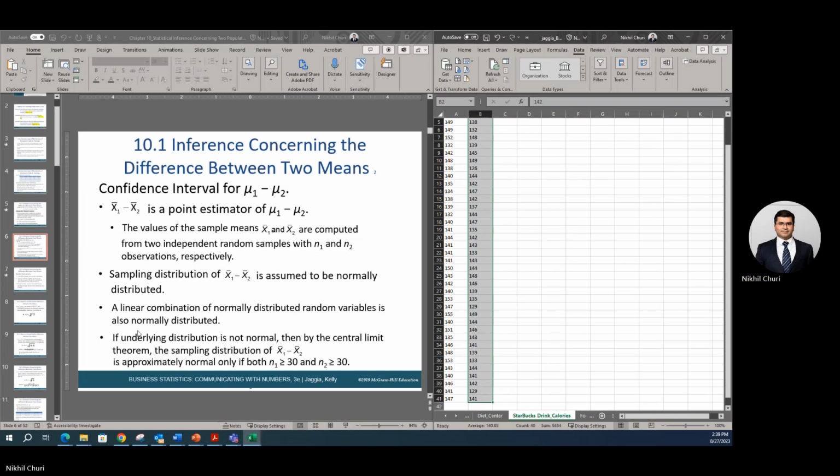And suppose, realistically, even if you do a lot of data collection verification, you find that x1 bar and x2 bar are not normally distributed, or the difference between them is also not normally distributed.